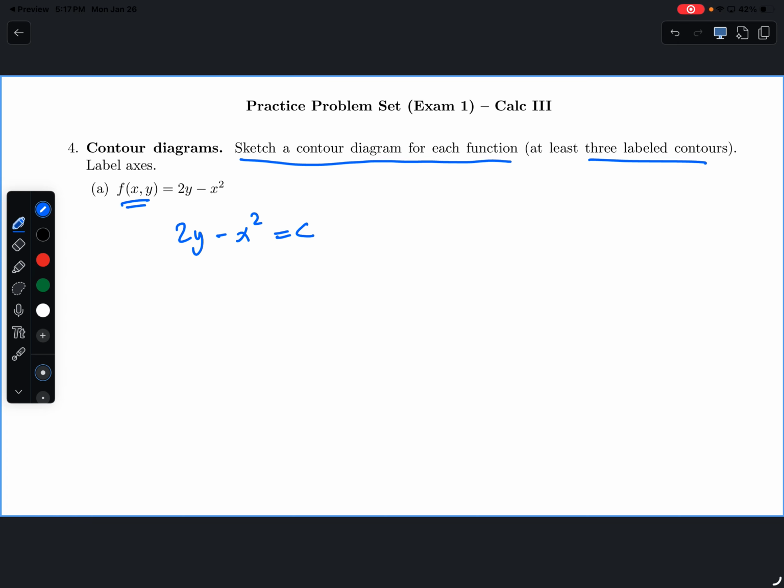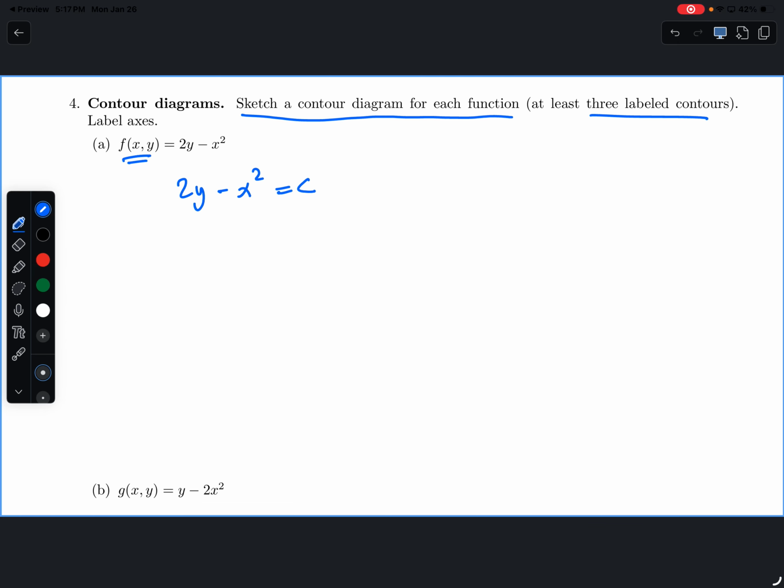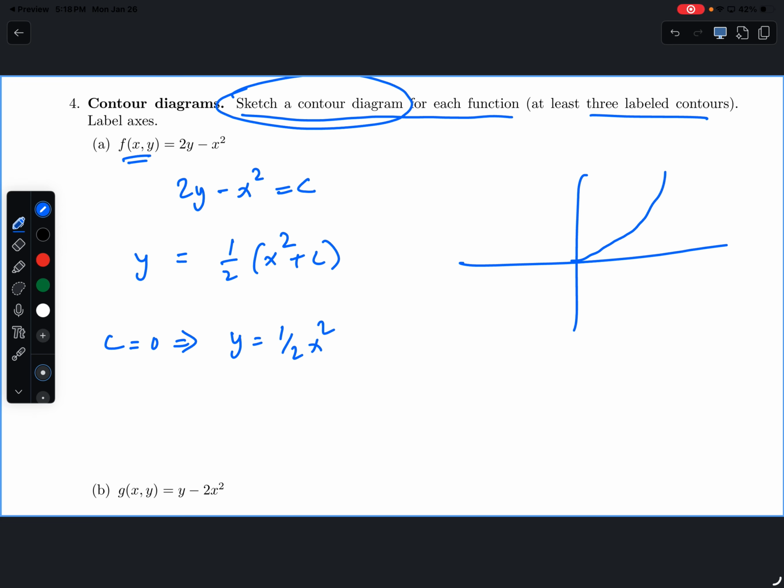So the simplest thing, if you want to sketch these contours, is to write this in the explicit form, y is equal to 1/2 x squared plus c, and then choose different values of c. For example, if you choose c is equal to 0, you will get y is equal to 1/2 x squared. Obviously, this is a parabola from the origin. If you choose c is equal to 1, it is going to be 1/2 x squared plus 1/2.